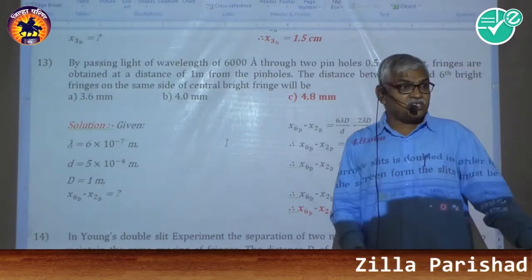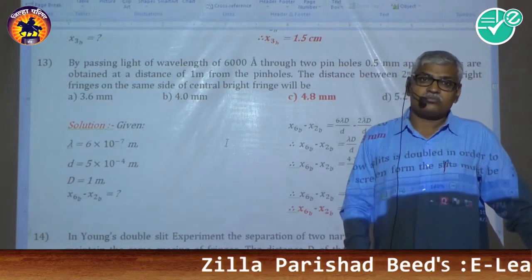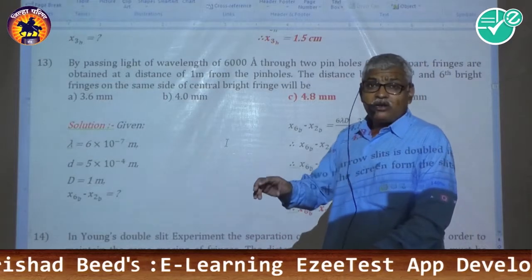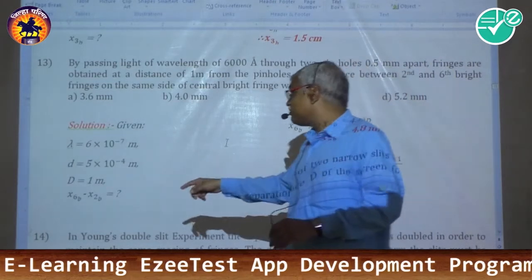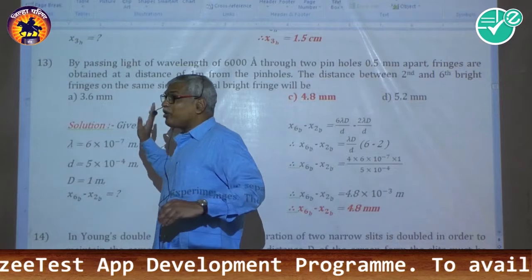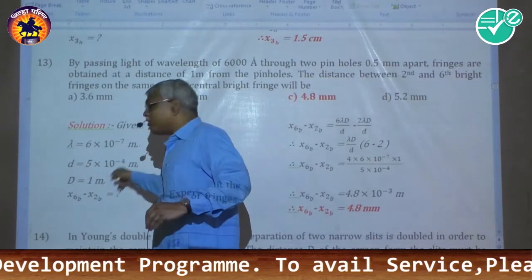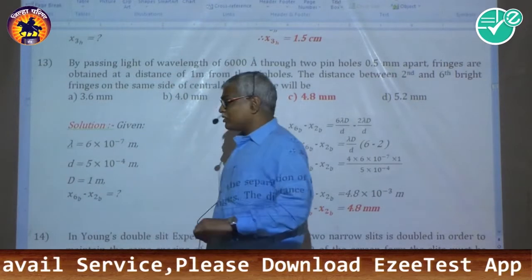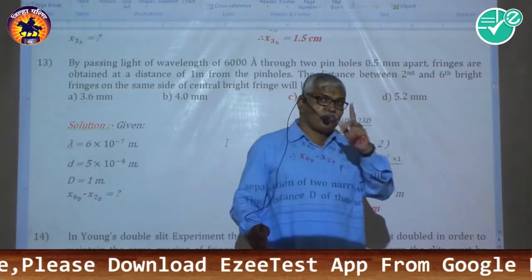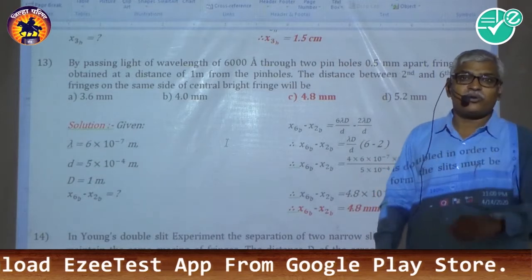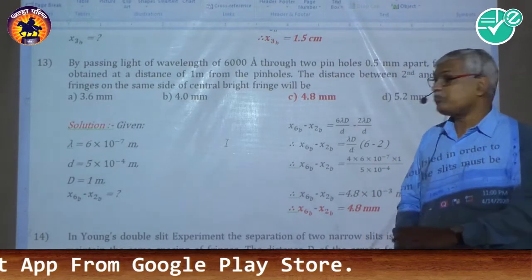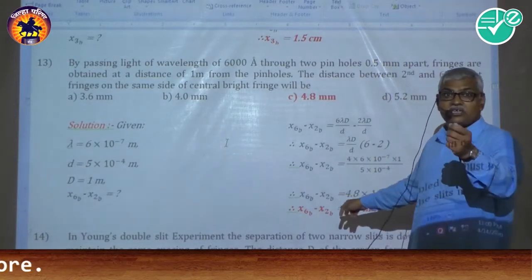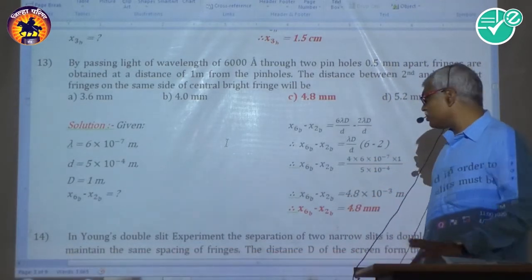To make the calculations simple, one should note that the given data should generally be written in single digit form. Take this as 6 into 10 to the power minus 6. Take this not as 0.5 into 10 to the power minus 3, instead we put 5 into 10 to the power minus 4. Every data should be written in single digit form. This makes the calculation simple. Therefore, these are single digits, every digit is single, so the calculation becomes simple.